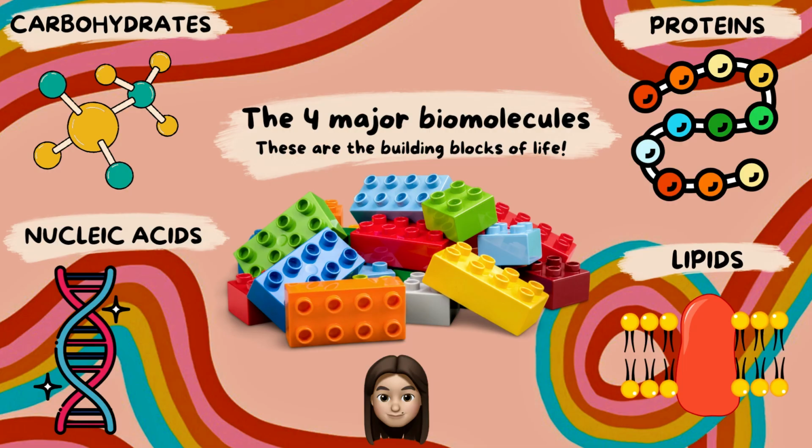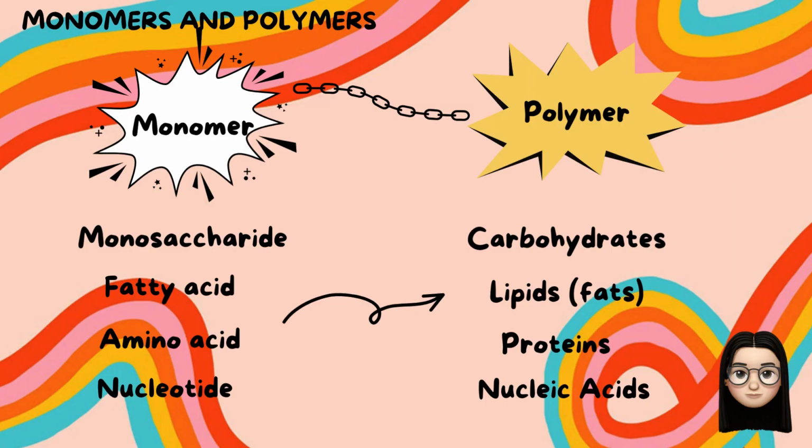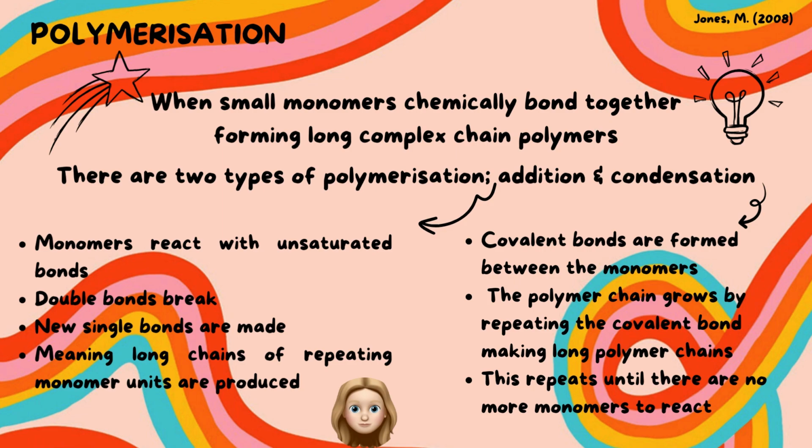These are the four major biomolecules of life. A monomer is a small molecule. A polymer is many monomers joined together forming a repeated long chain. Polymerization is the process of monomers forming long complex chain polymers. Below are the two different types of polymerization.